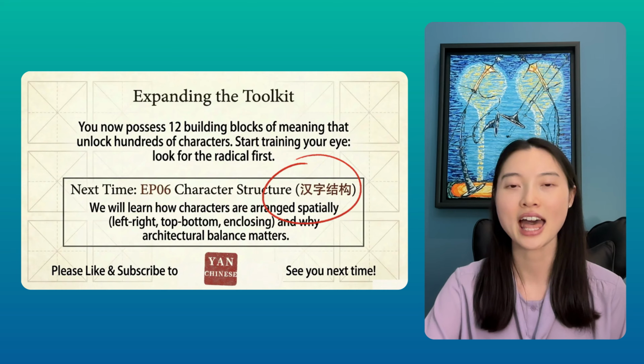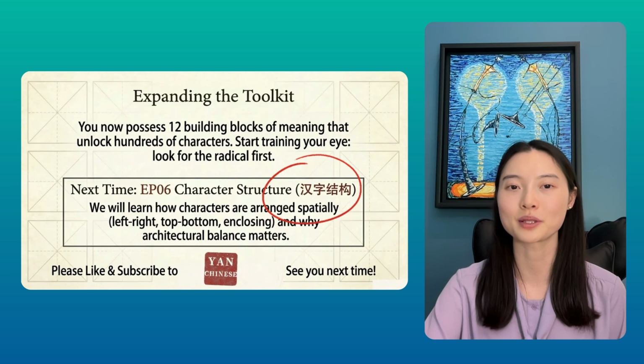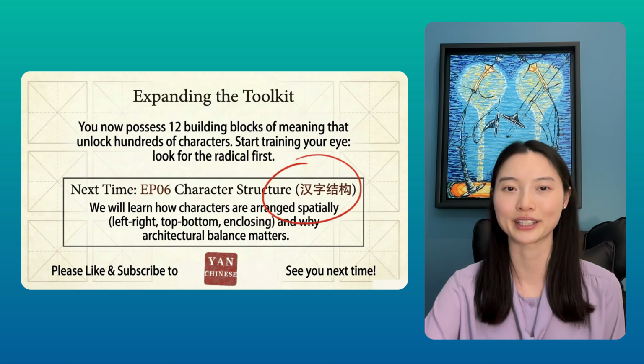character structure, how characters are arranged in space. Left to right, top down, enclosing, and why that balance matters for writing and reading.